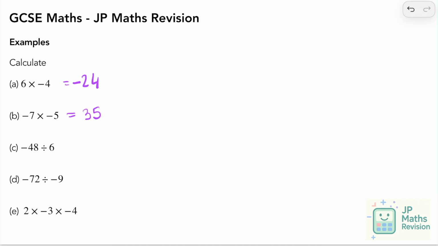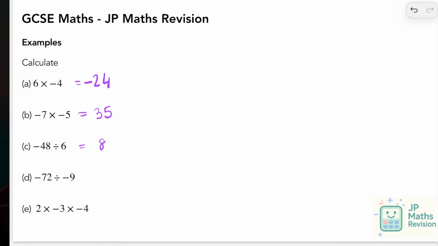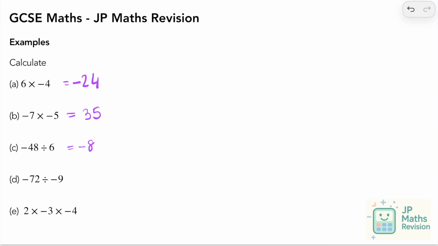This next one we're dividing, so 48 divided by 6 is 8, but we have a negative divided by a positive, so it's going to be a negative. This next one here, 72 divided by 9 would be 8, and we have a negative divided by a negative, so the answer is going to be positive.